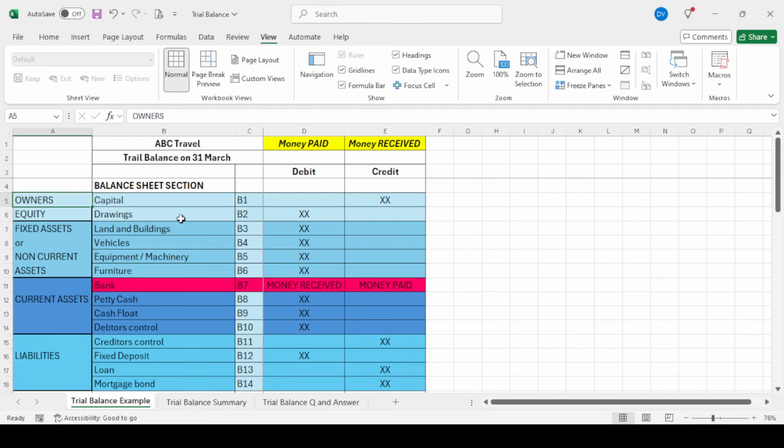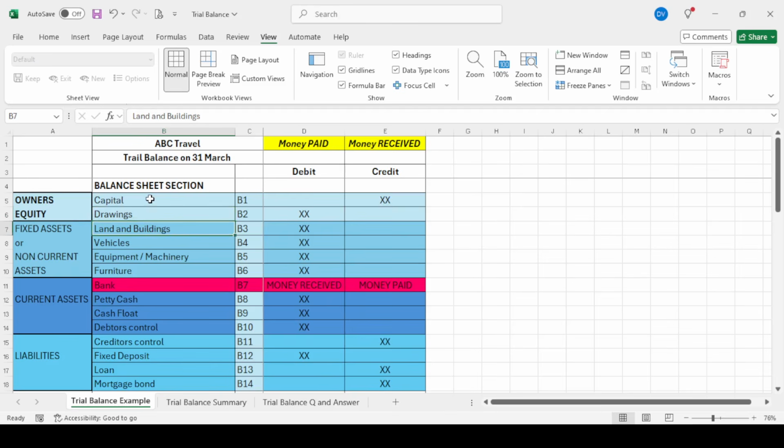Okay, the first thing in your trial balance will always be your owner's equity. Owner's equity is everything that has to do with the owner, so that will include capital and drawings. Remember, drawings is when the owner takes money from the business for personal use.